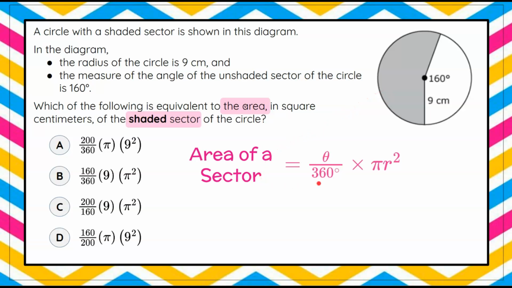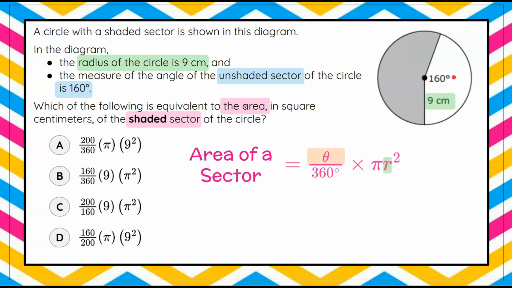So now that we understand the formula, let's look at the information. We want to know the angle of the sector to find the area, and we want to know the radius, and then we can find that area. So we're told that the radius of the circle is 9 centimeters, and it's also labeled right here. This radius is 9 centimeters. And we're also told that the unshaded sector of the circle is 160 degrees, right here.